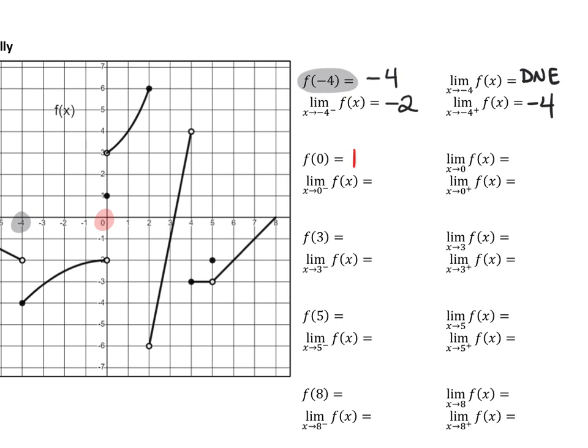But to answer the regular limit, we have to look at the left side and the right side. On the left side of 0, where is the function? -2. On the right side of 0, where is the limit? 3. So did those match? No. So how do we answer the limit as x approaches 0? DNE, does not exist.